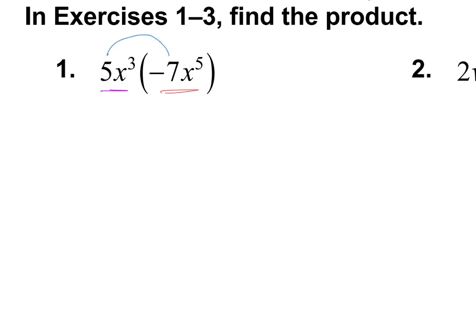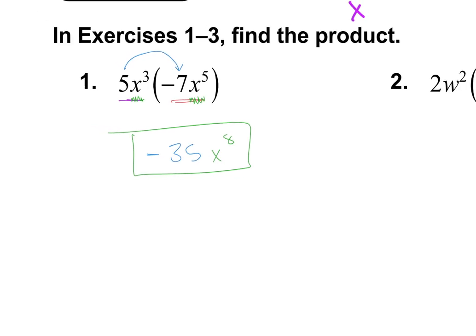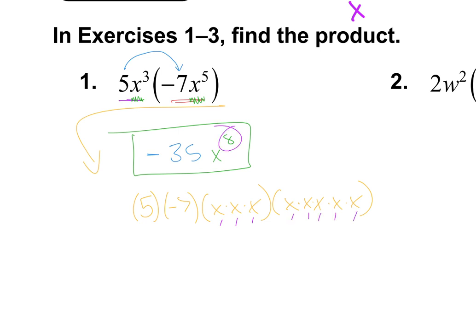So, 5 times negative 7, that's negative 35. And x cubed times x to the 5th, that is x to the 8th. If you are not remembering why that is, if I were to write it in a much more annoying fashion, it would be 5 times negative 7 times x times x times x times x times x times x times x times x. And notice there's 1, 2, 3, 4, 5, 6, 7, 8 of those x's. So see how annoying that is? But it's the same concept.